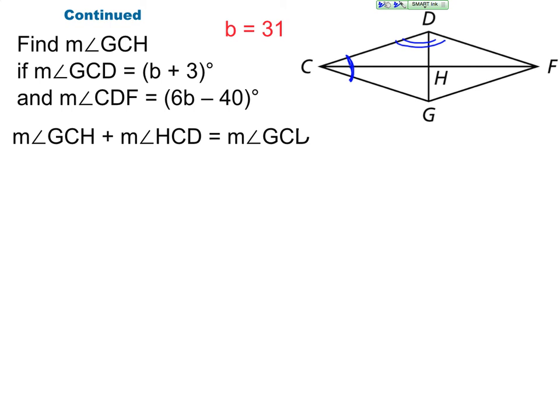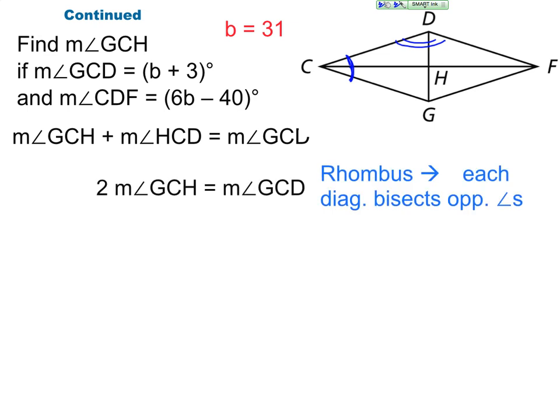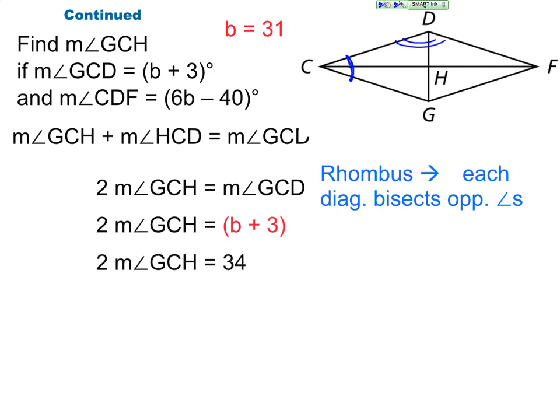Now I'm going to take B and figure out what my missing angle is. The diagonal bisects the opposite angles. So if you substituted in and found this whole angle is 34 degrees, then the one that you're really looking for is half of that. So half of 34 was 17 degrees.